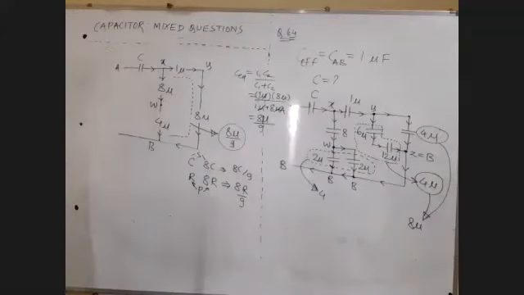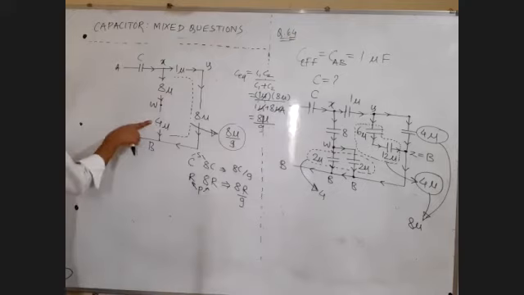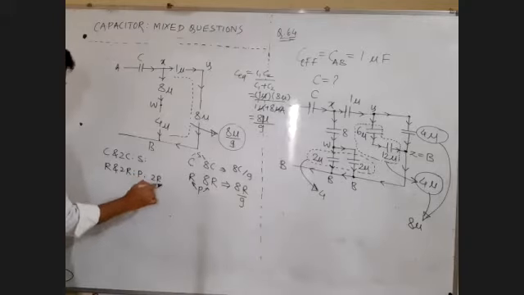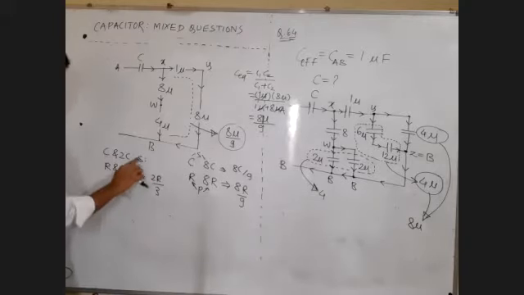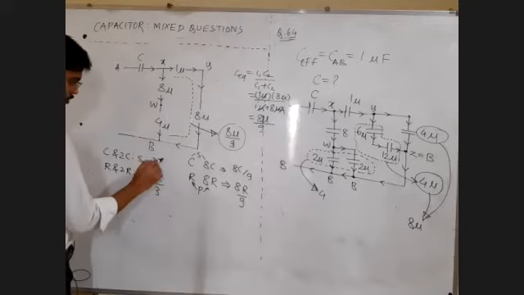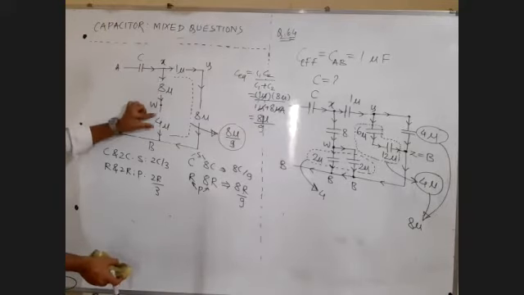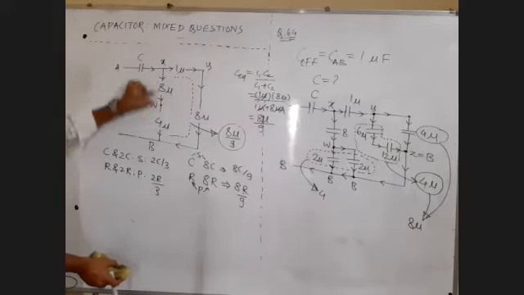Now 8 and 4: C and 2C. C and 2C series means R and 2R parallel. R 2R parallel answer is 2R upon 3. It means C 2C series answer is 2C upon 3. This is C, this is 2C. 4 and 8: this is C, then this will be double.